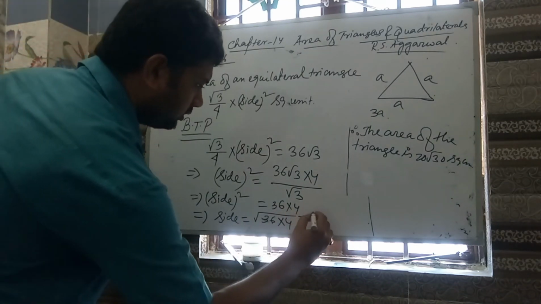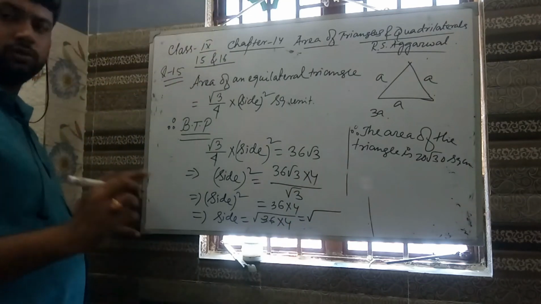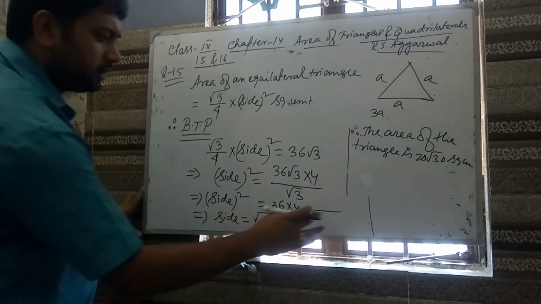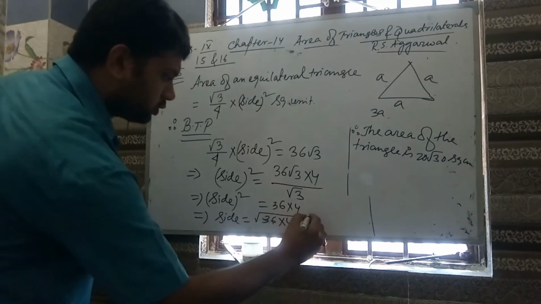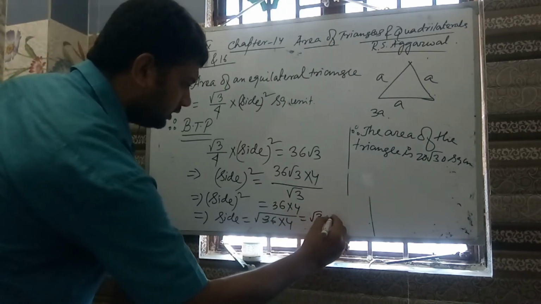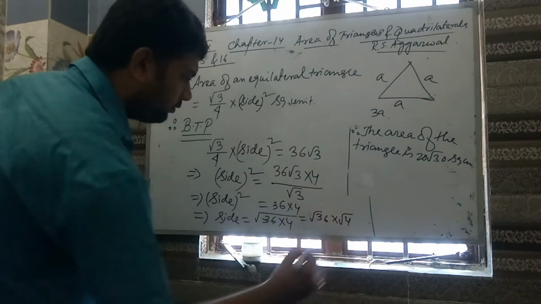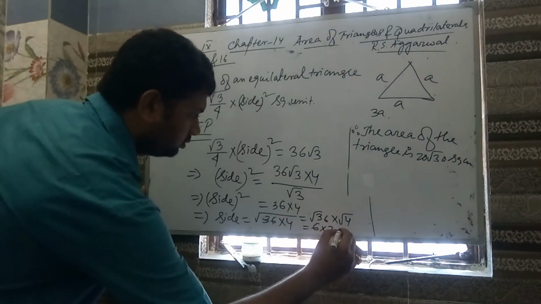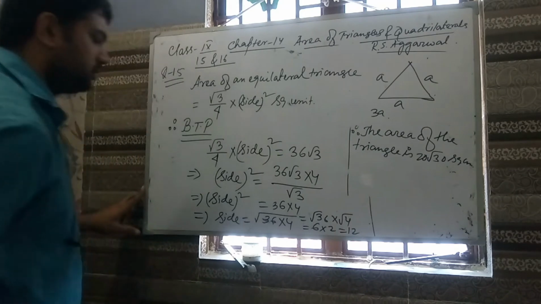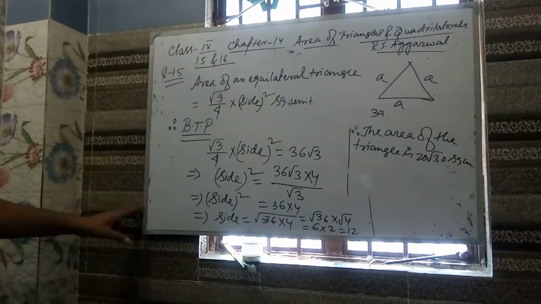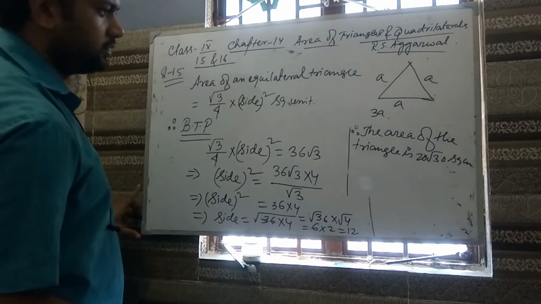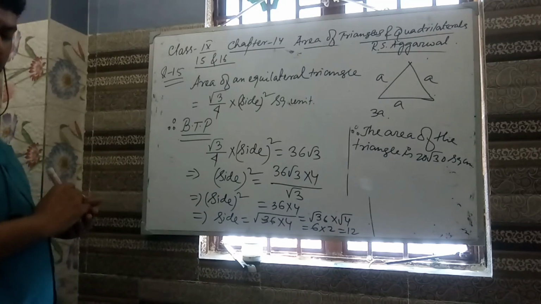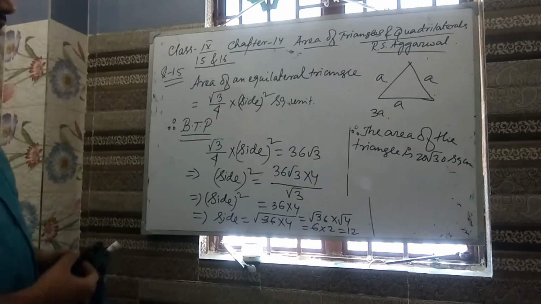You can do it by finding out square root of 36, then multiply square root of 4. That is 6 into 2. So 12. So side is 12. Therefore, what will be the perimeter? 3 into side, that is 36 centimeter.